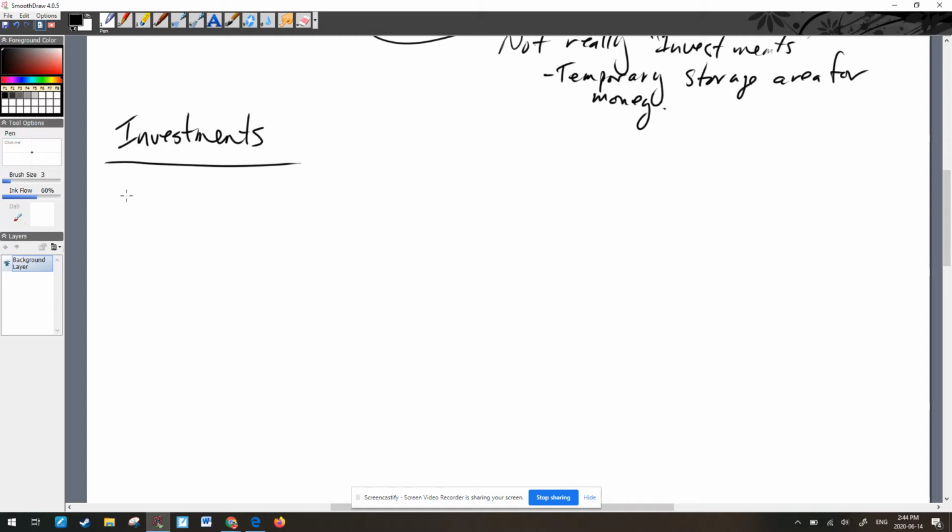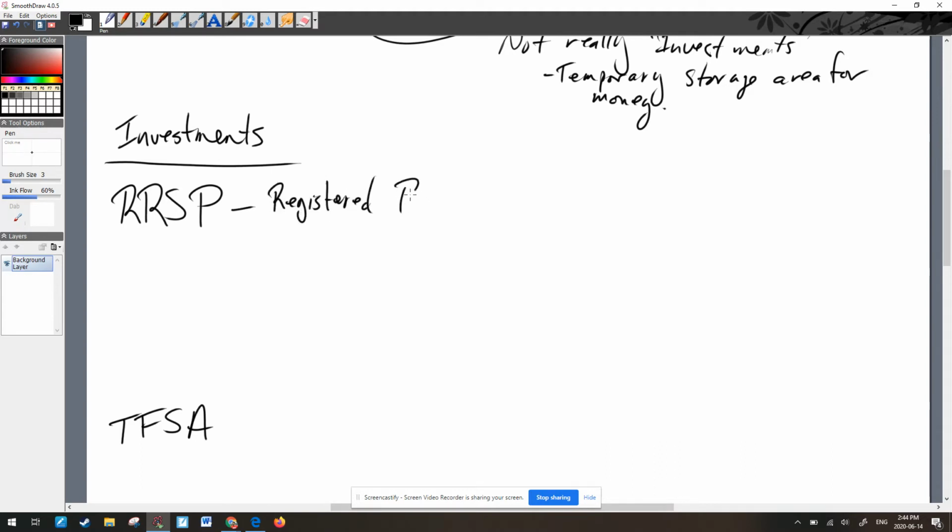So there are some big things that we save money for. One of the biggest things that we want to save money in is an RRSP, and then I'm going to compare and contrast that down here to a relatively new innovation, and that is a TFSA. So an RRSP is a registered retirement savings plan.